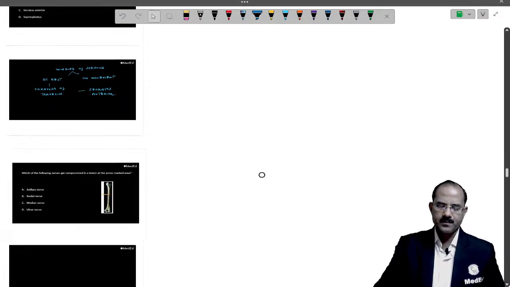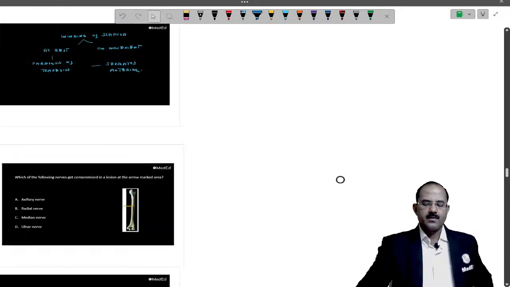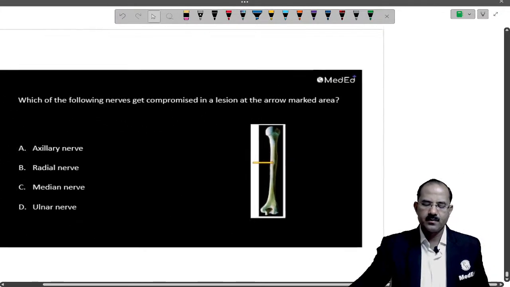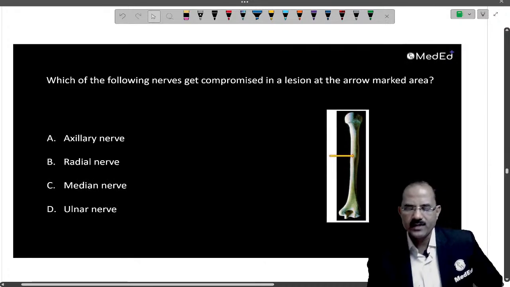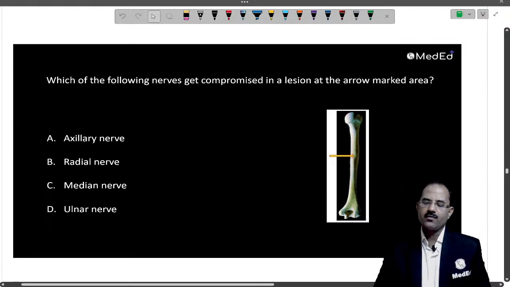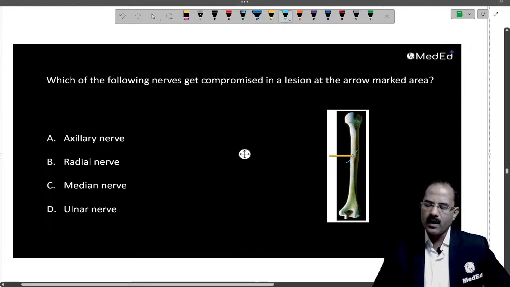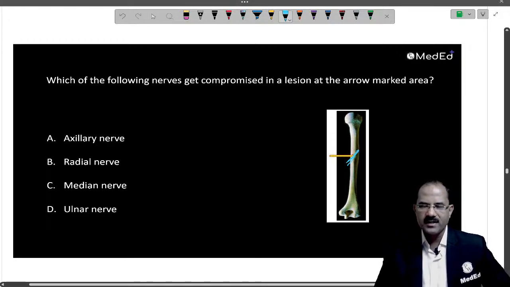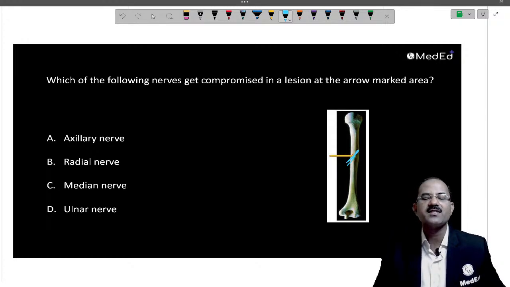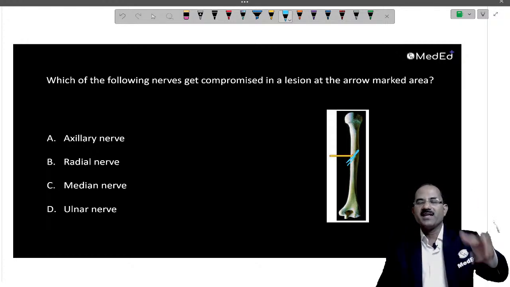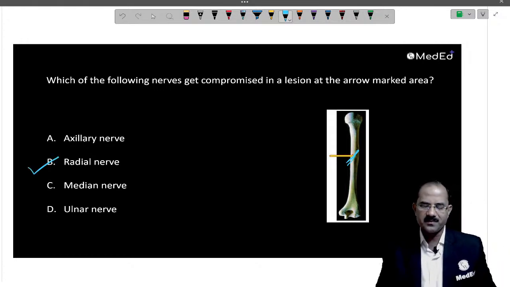Answer this. The following nerve gets compressed in lesions of the arrow marked area. This is the arrow marked area, which is where the nerve lies. There's a groove here, students. What's that groove known as? The spiral groove, right? And which is the nerve related to the humerus in the spiral groove? That's the radial nerve.